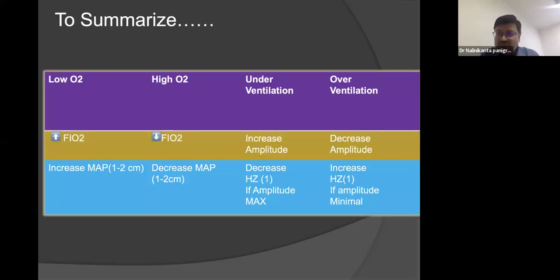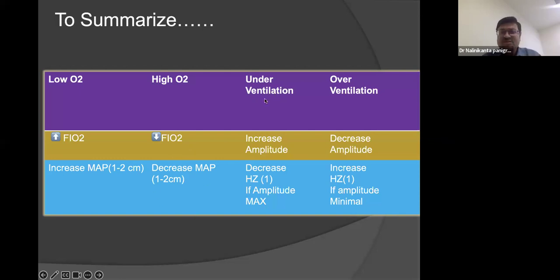And when you are using the ventilator, how to set it, you understood. During ventilation, if you see the oxygenation is low, SpO2 below 90, you can increase FiO2 and increase the MAP, as I discussed, by 1 or 2 cm. If SpO2 is crossing more than 95, you first wean the FiO2 from 100% to 95, 95 to 90, till it reaches 60. Once it reaches 60, then try to wean the mean air pressure.